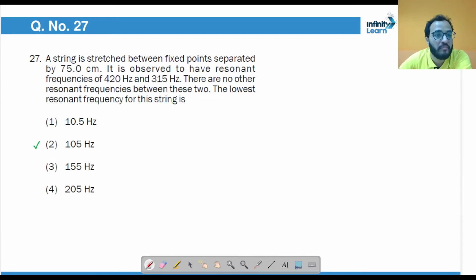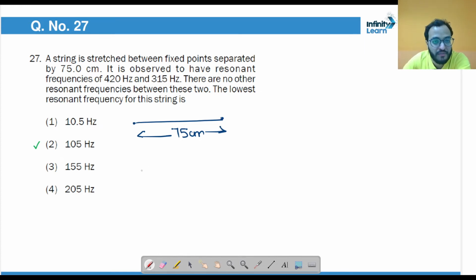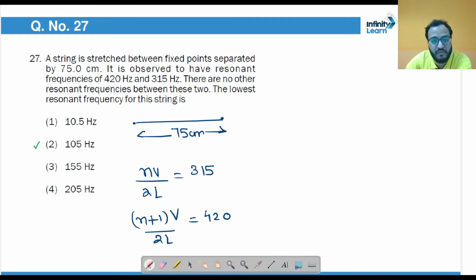27. A string is stretched between 2 points separated by 75 centimeters. It is observed to have resonant frequencies 420 Hz and 315 Hz. Let's say when it is fixed at both ends, nV by 2L is 315, and for n plus 1, the later one, is 420. So what is the difference?